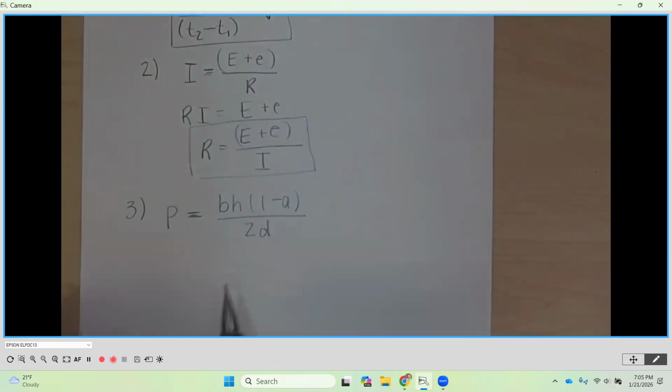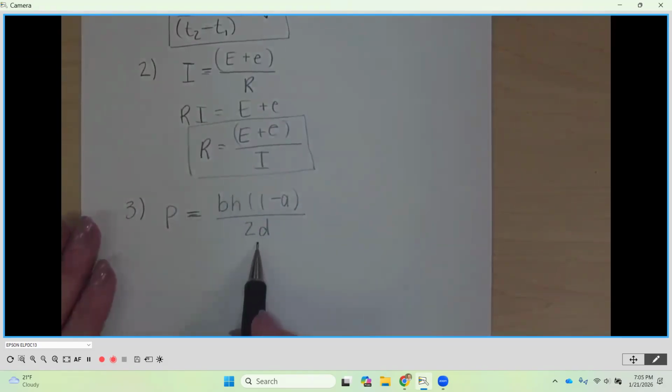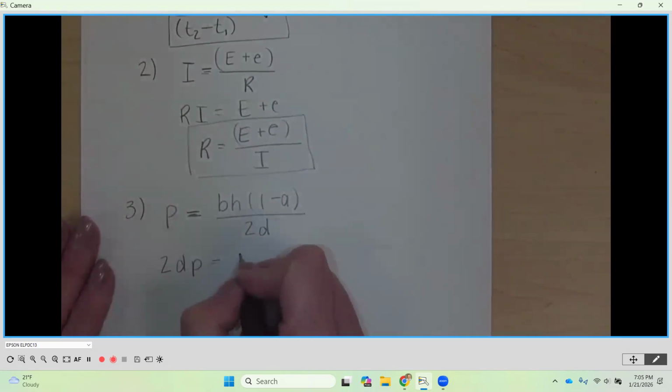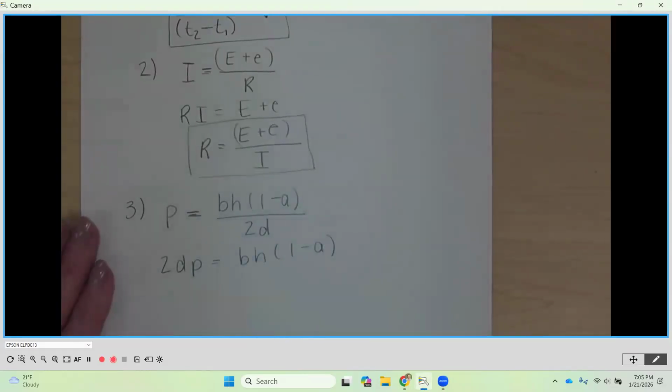Okay. So we're solving for H. So H is over here. The first thing is I want to get rid of my 2D, and I'm going to put it up on top on the other side. So I'm going to put 2DP is equal to BH times 1 minus A.